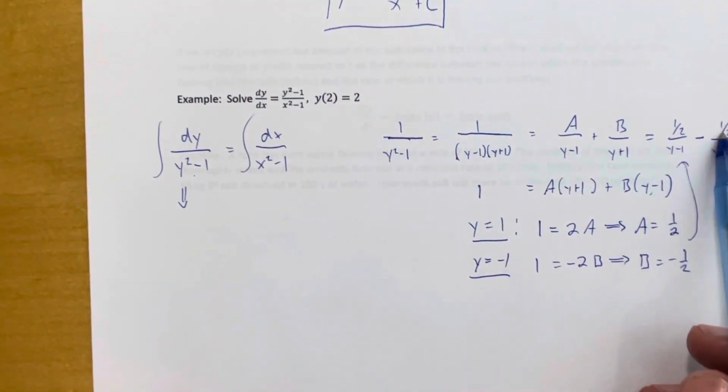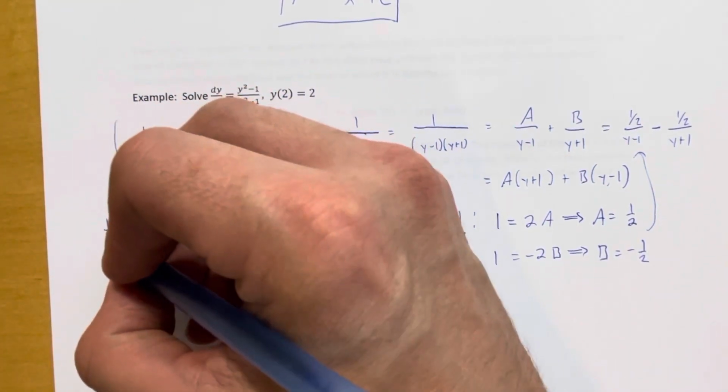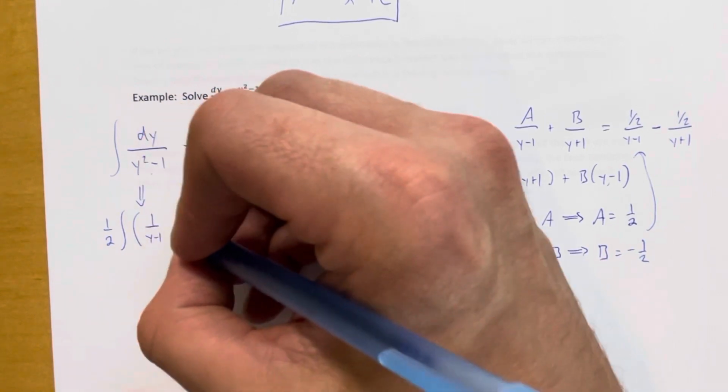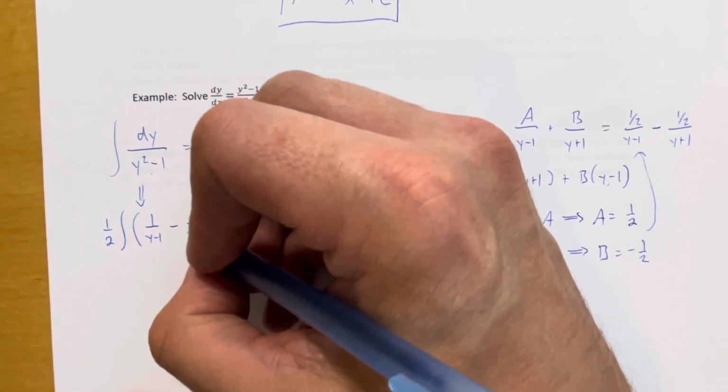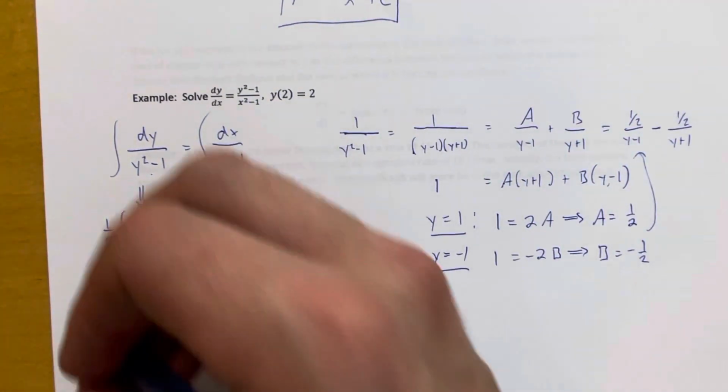First of all, the 1/2 that's appearing in both of these numerators can just be factored all the way out of the integral like that. And I'm left with 1 over y minus 1 minus 1 over y plus 1 dy. Both of those give me natural logarithms.